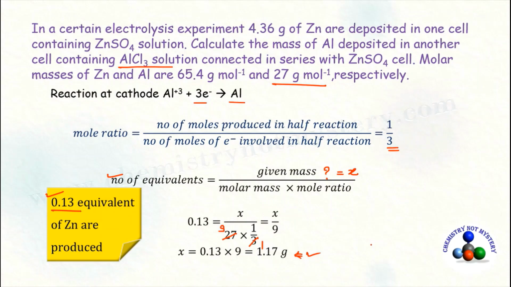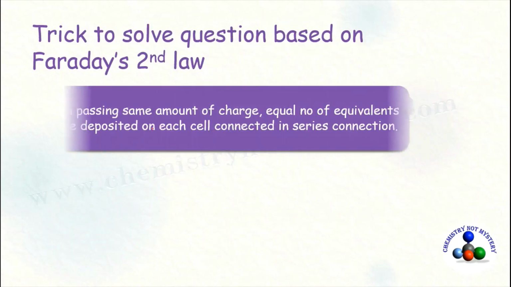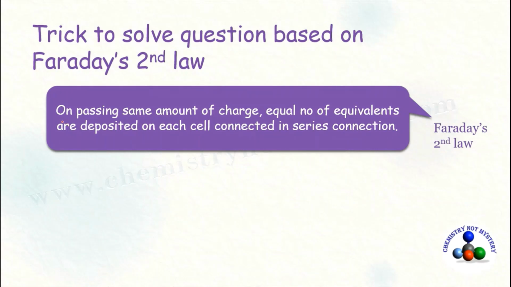Now let's see how we can solve this question with a short trick. According to the second law of Faraday, on passing the same amount of charge, an equal number of equivalents are deposited in each cell connected in series connection. Means if there are two cells, number of equivalents of A will be equal to number of equivalents of B.